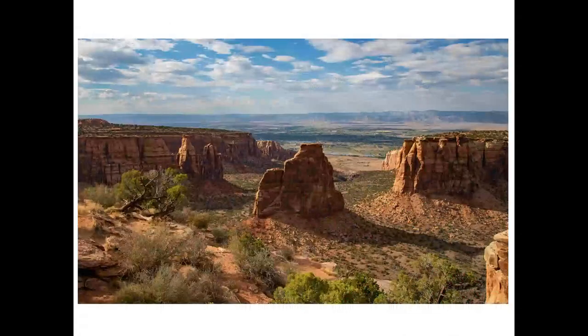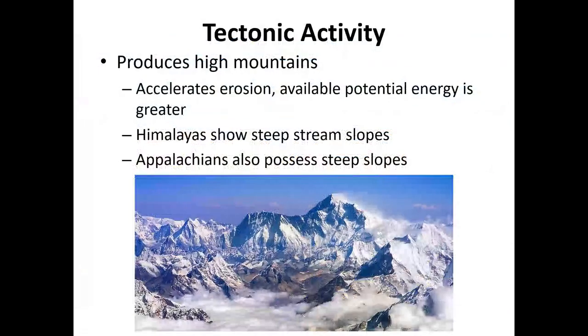These are more examples of Colorado National Monument. These are examples of buttes and mesas here. So tectonic activity can also influence water. When you have tectonic action, you have rivers in mountains that are being pushed up, and that increases the potential energy. And where you have tectonic activity, that can accelerate erosion and increase potential energy.